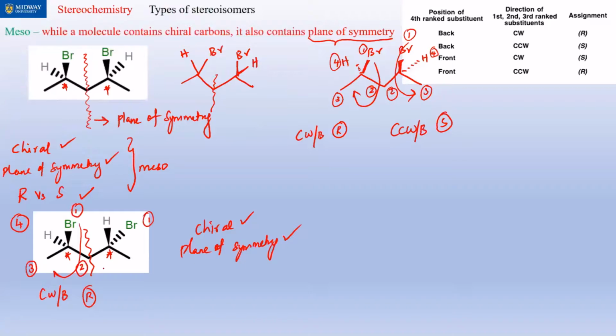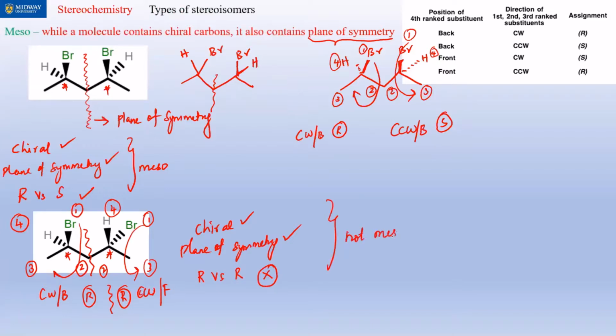This is 1, 2, 3, and 4. You already guessed where I'm getting at with this. Counterclockwise, right? And front is S, right? No, counterclockwise front is also R, sorry. So we should have had R versus S, but that's not what we have. We have R versus R, so it fails the third condition. So that means not meso. Does that make sense? That's all I was trying to drive here.